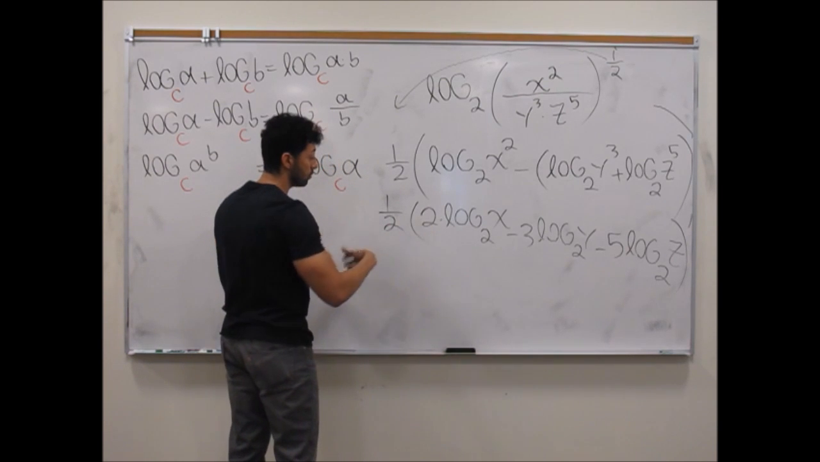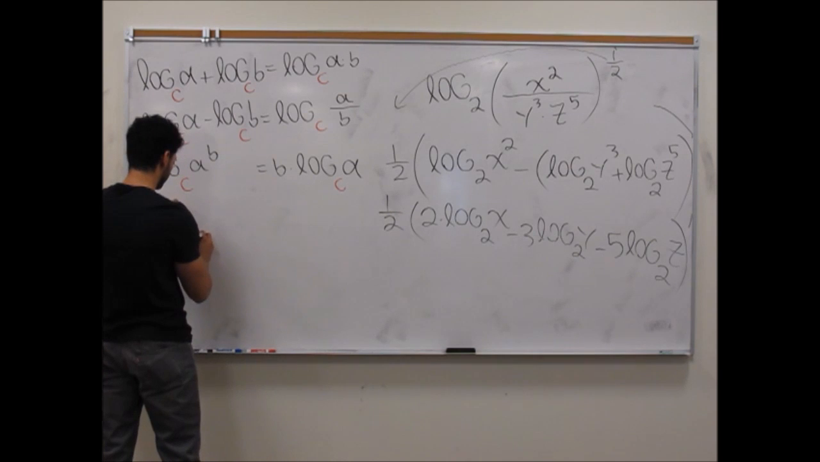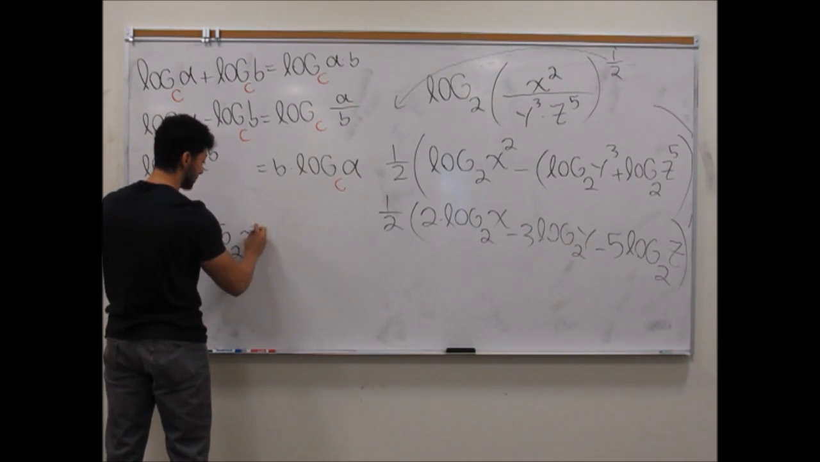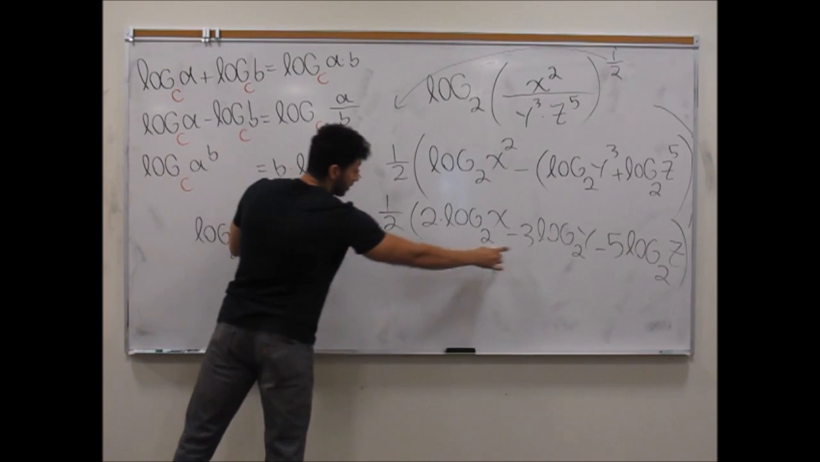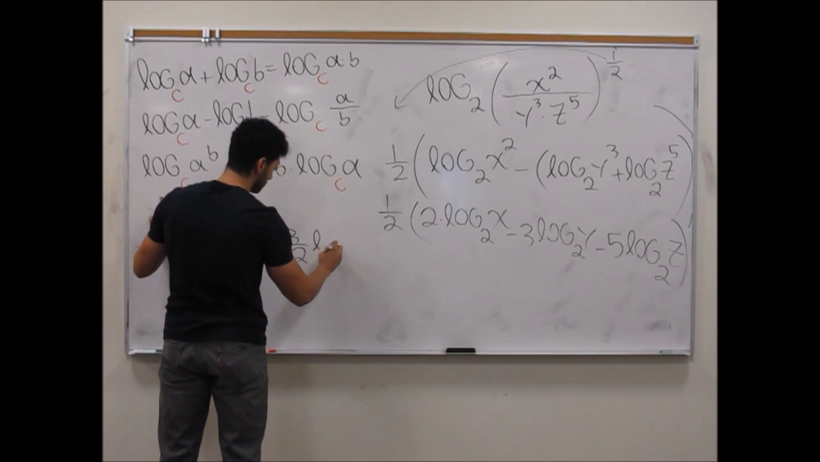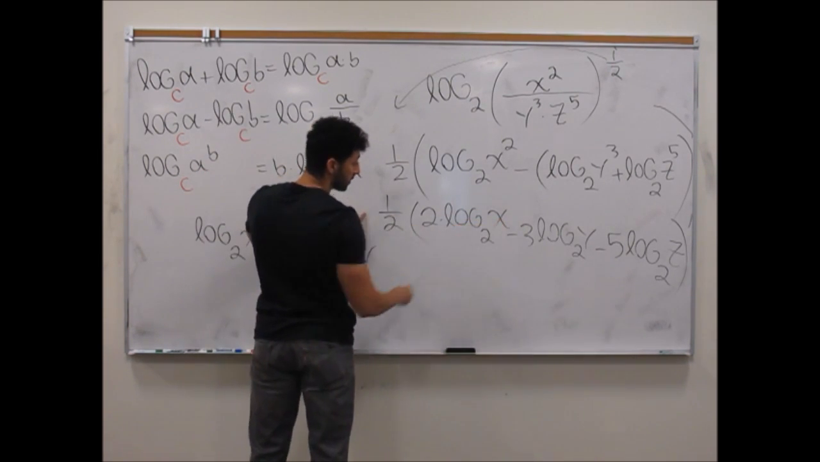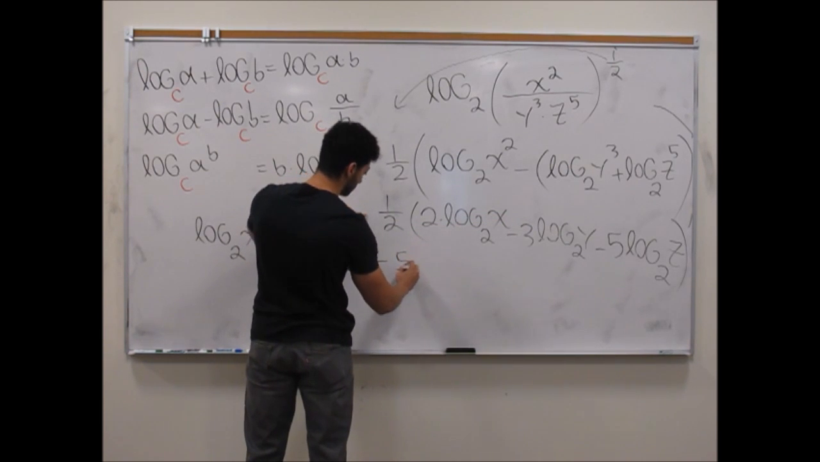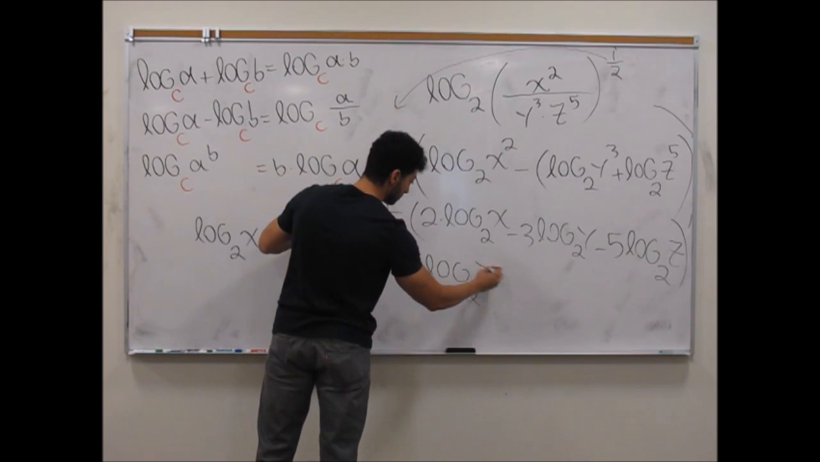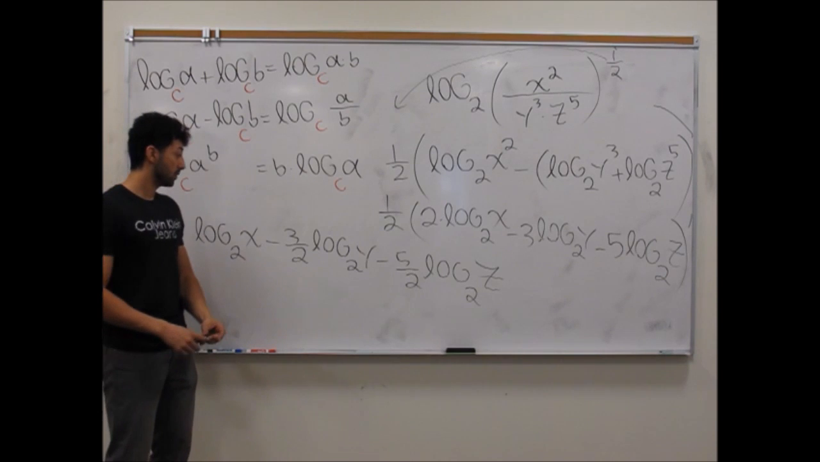So 1/2 times a 2 is just 1, right? So then we get log base 2 of x minus a 1/2 times 3 is 3/2. Okay, and then 1/2 times a -5 is a -5/2. Okay, so we've expanded this thing out as much as we can.